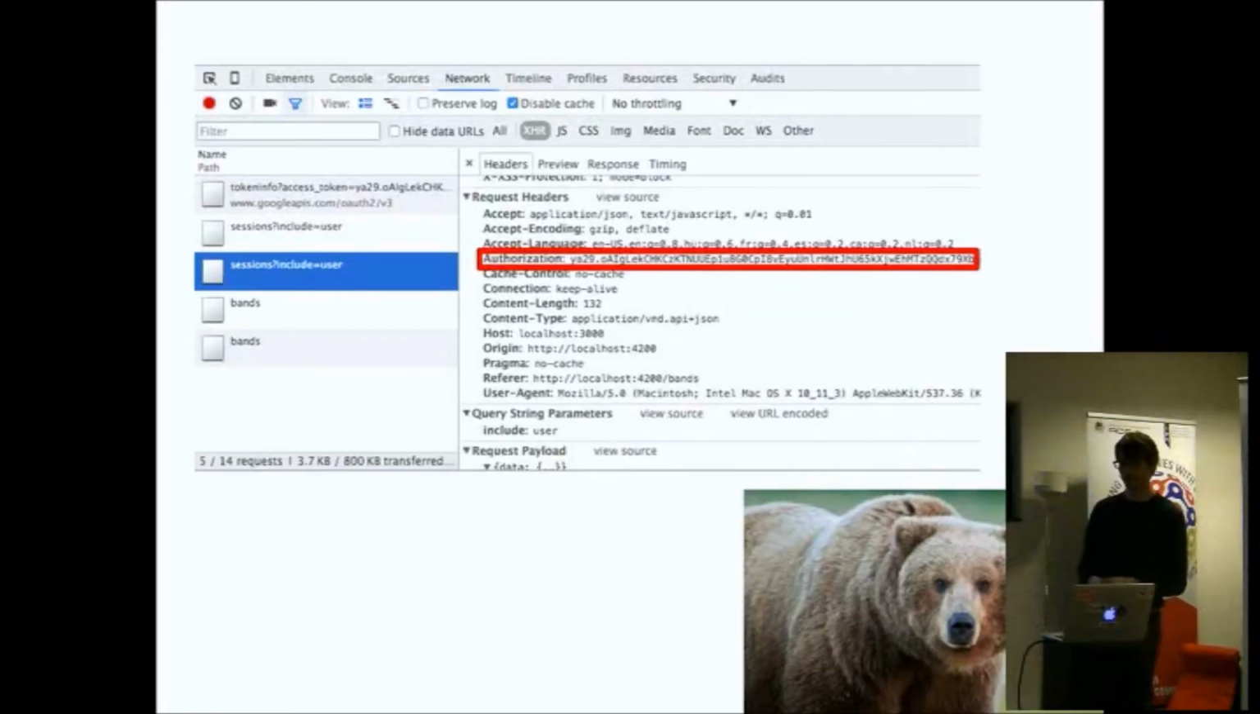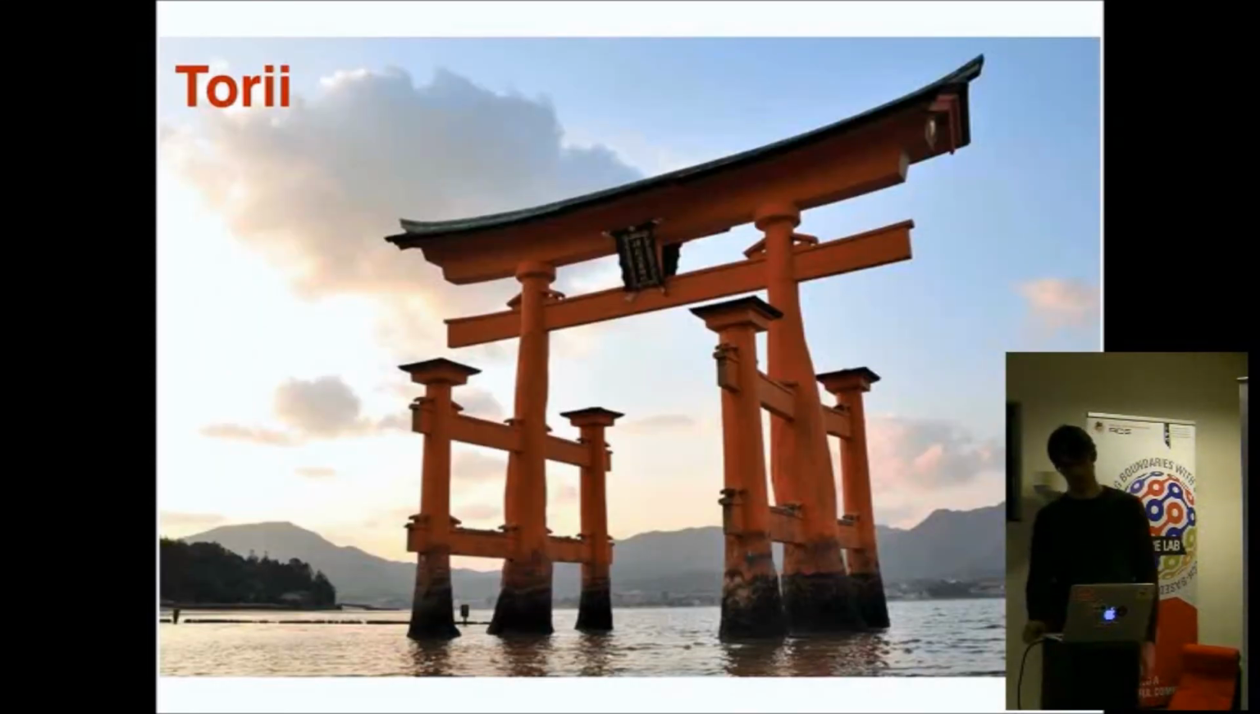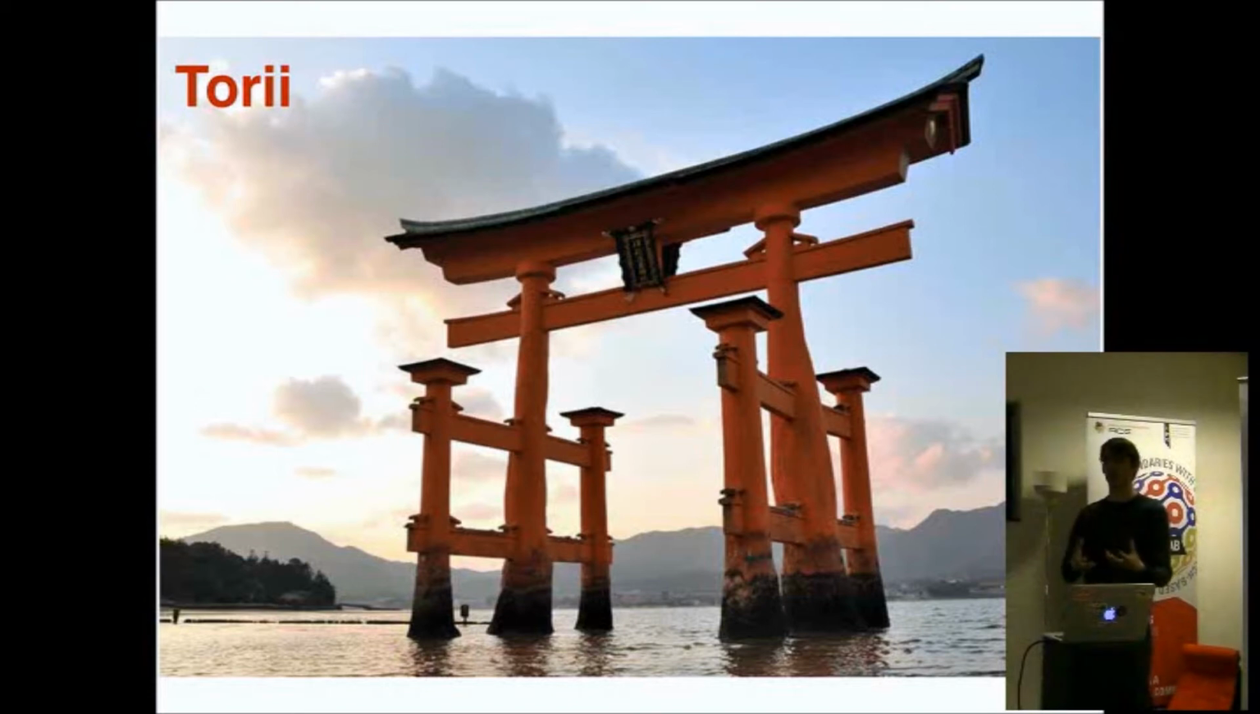And from then on, every request that goes out will contain this access token, usually in the authorization header. I think you can also put it in the URL, but it's not that good because it appears in server logs and stuff like this. Okay, so that's the theory behind all of this.